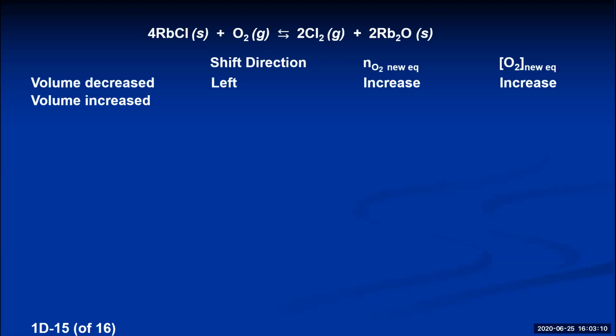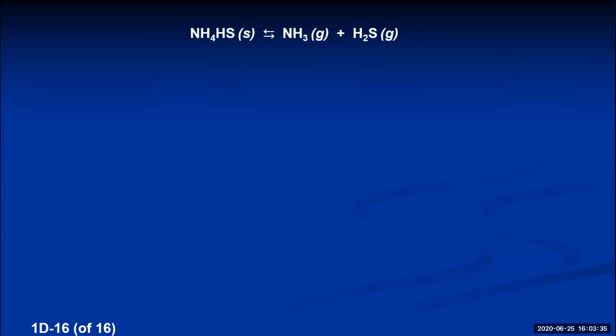If you make a volume bigger, you're going to have so much space in the container, you want to make the reaction shift to make more gas molecules to fill all that space. And so going to the right, you would cause 1 mole of gas to turn into 2 moles of gas. Shifting to the right, you would decrease the amount of O2 in terms of its moles and in terms of its concentration. Let's try one last reaction.